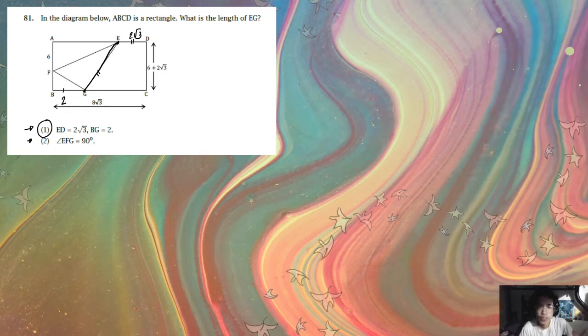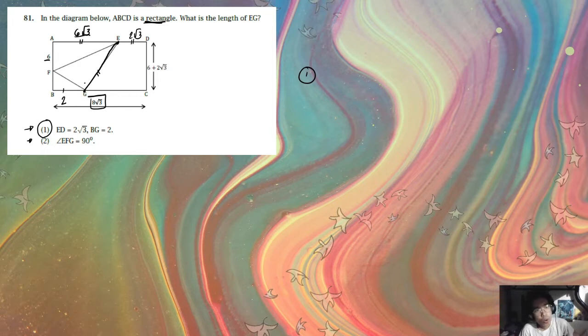For the first one, let's try to use these givens. If this is 2 square root of 3 and A is missing, and we know that this is 8 square root of 3, and it's a rectangle, what are the properties of a rectangle? We have parallel sides that are opposite to each other and are congruent to each other. So this 8 square root of 3, most likely this would be 6 square root of 3. Now we have 6 and then 6 square root of 3.